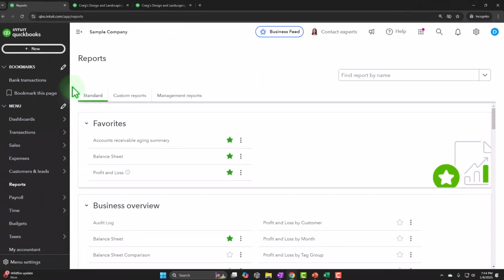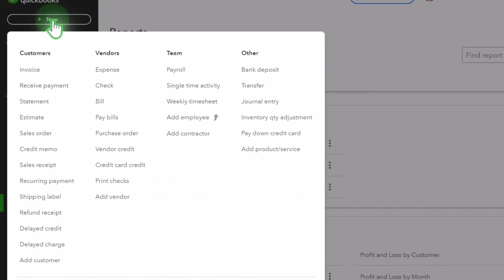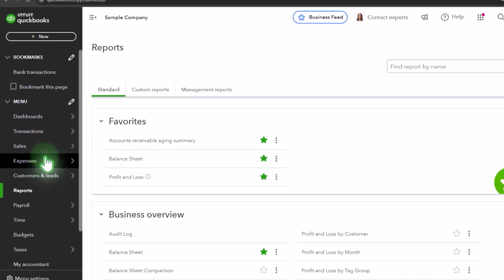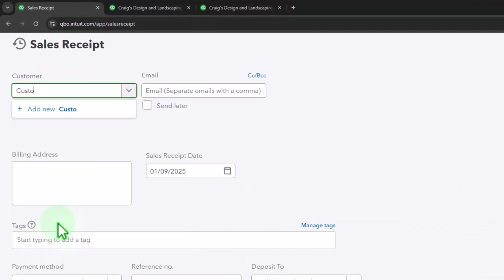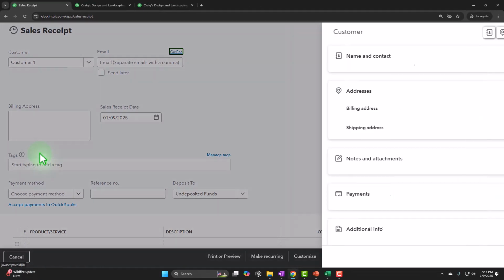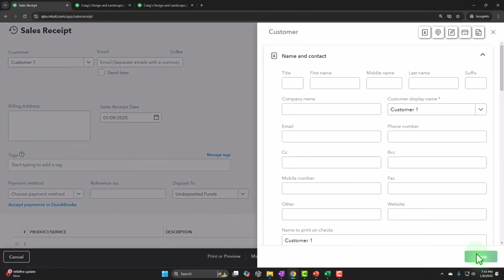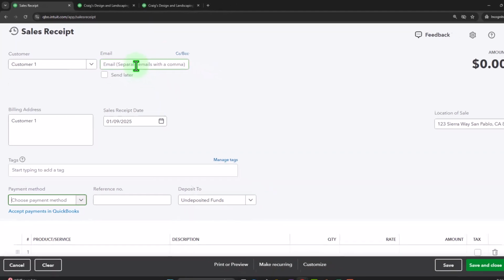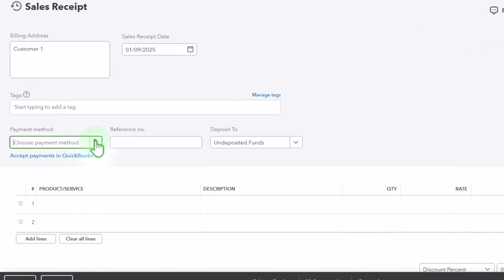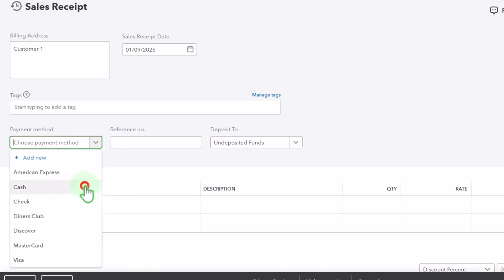So let's go back on over here and let's make a sales receipt. Let's say that we have just a sales receipt. So we'll say that we made a sale at the cash register for generic customer one, once again adding that to the system, and I'll just keep the date, looks good.